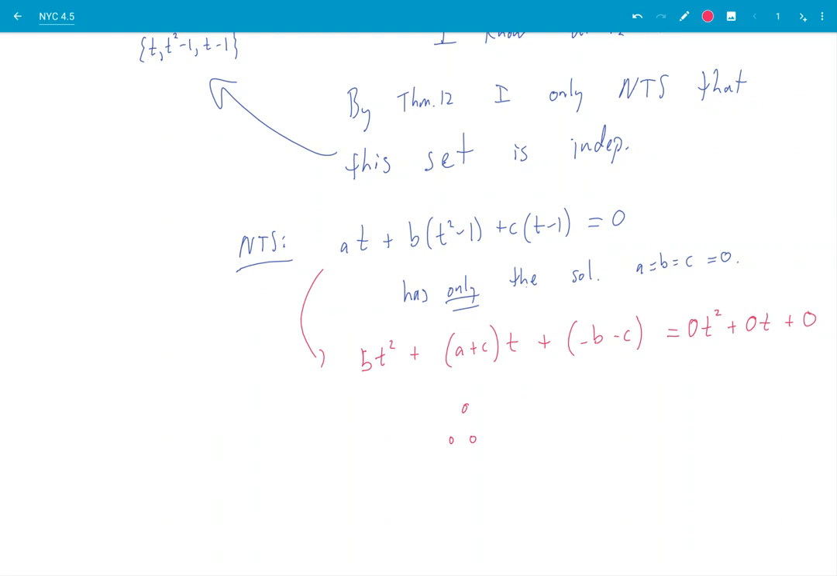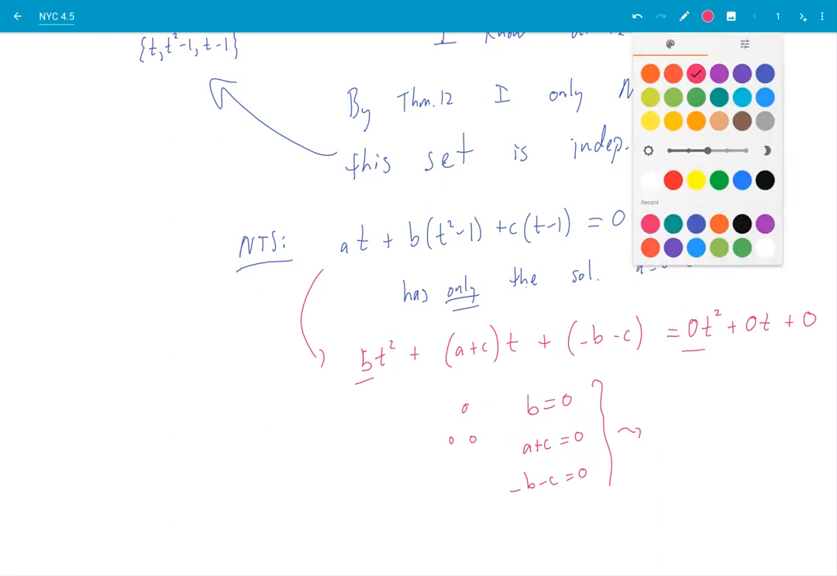Okay, for this reason, I can equate coefficients. So the coefficient here must equal this one here. And then A plus C has to also be 0. And negative B minus C has to equal 0. Okay, you could use a matrix, but I think it's easier just to notice that B is 0. From here, I get C is 0. And then finally, from here, I get A is 0. Or use a matrix.